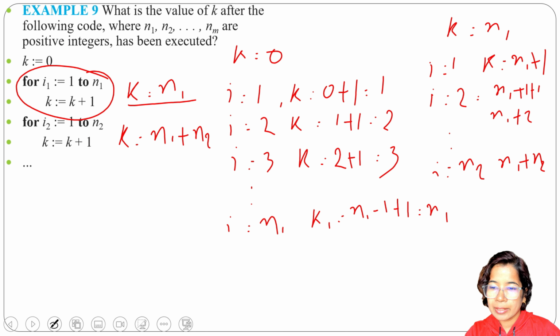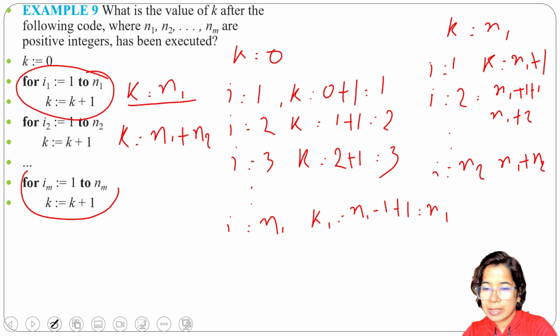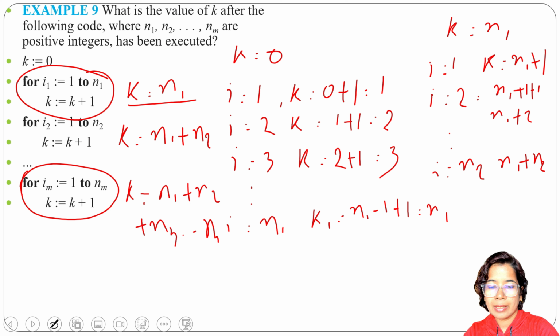Like this it will continue. Finally, for im equals 1 to nm, k equals k plus 1. So after this loop, k equals n1 plus n2 plus n3 till nm. Okay. So for each for loop, k is incremented by 1. After the first for loop, k equals n1. After the second for loop, k equals n1 plus n2. Like this, after the im for loop, k equals n1 plus n2 plus n3 till nm.